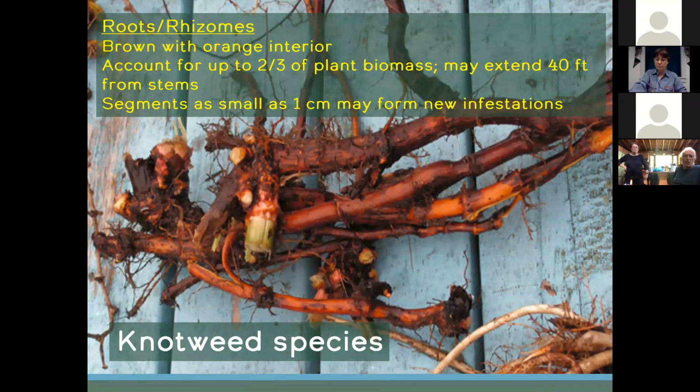There's a lot going on below the ground that we don't see in addition to the above ground biomass of that plant. And they may extend up to 40 feet from the stem, so you can just imagine how fast this plant can spread with those extensive rhizomes. What's important to note is that segments as small as 1 centimeter may form new infestations. So if folks go out and try digging up knotweed, it's very, very important to get all the root segments, as any small segment that's left behind can form a new plant.